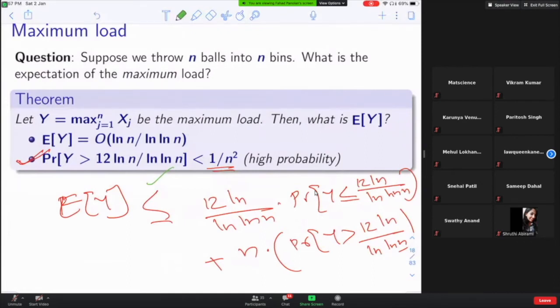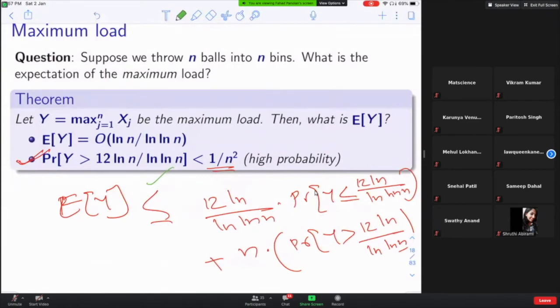What is the probability of y? y takes values 1, 2, 3 up to n, right? 1 times the probability that y is equal to 1, 2 times the probability that y is equal to 2, 3 times the probability that y is equal to 3, like that. So I can upper bound that to be 12 log n divided by log n times the probability that y is at most 12 log n divided by log n.